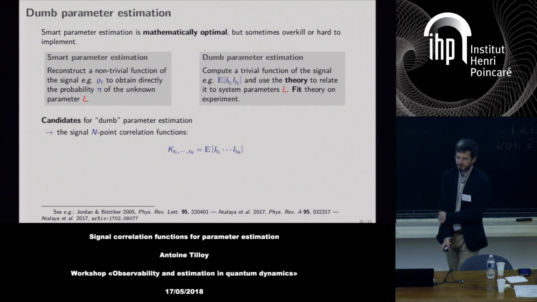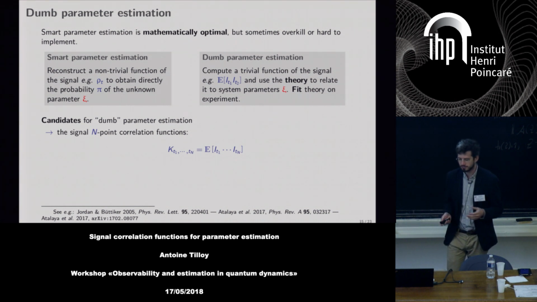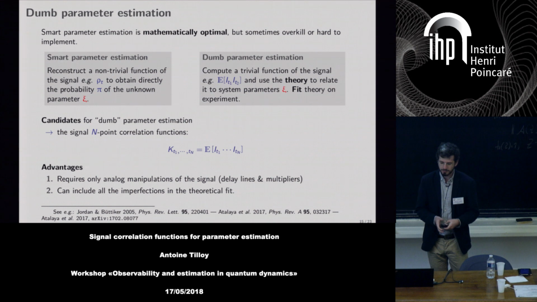And a good candidate for dumb parameter estimation, so for the easy function of the signal, is just the endpoint correlation functions. Okay, they are readily available. What is the advantage? I mean, it only requires analog manipulation of the signal.